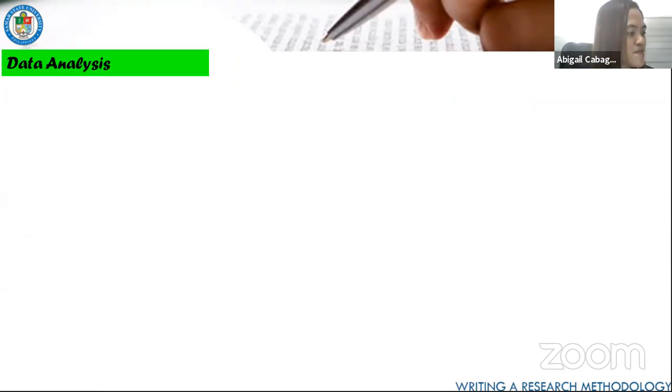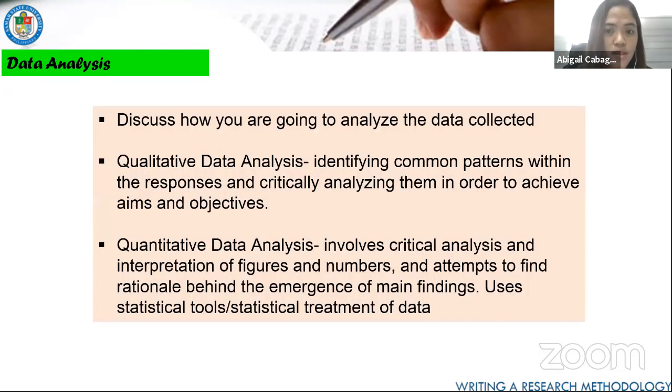Okay, now let's proceed to the data analysis. In the data analysis, you have to discuss how you are going to analyze your data. In qualitative data analysis, most of the time, we identify common patterns within the responses and critically analyze them in order to achieve the aims and objectives. On the other hand, quantitative data analysis involves critical analysis and interpretation of figures and numbers. This is the part where you can use statistical tools and statistical treatment of your data.